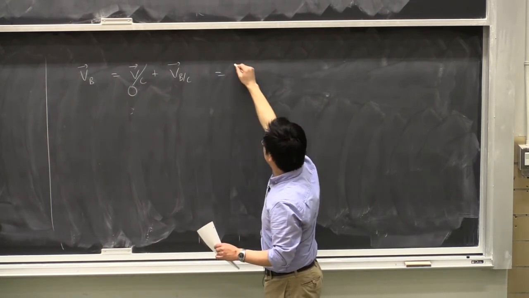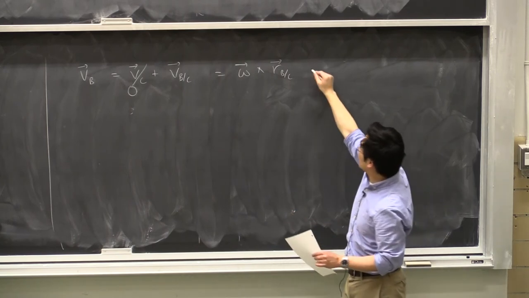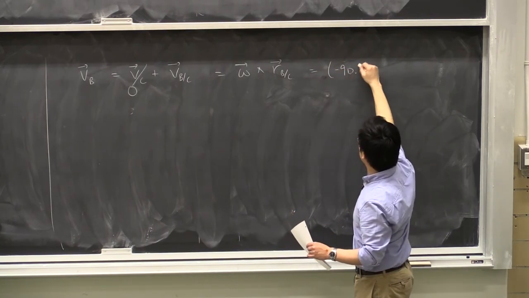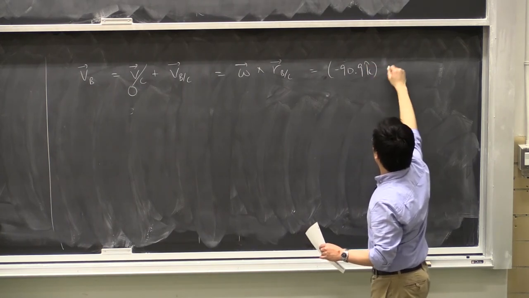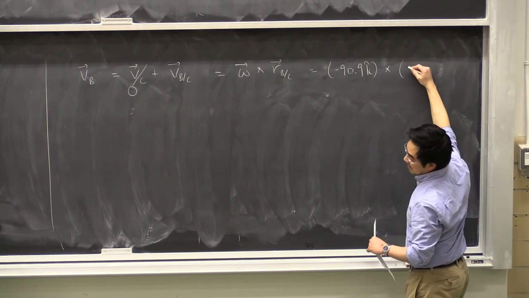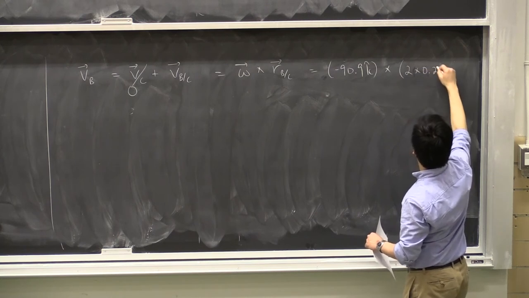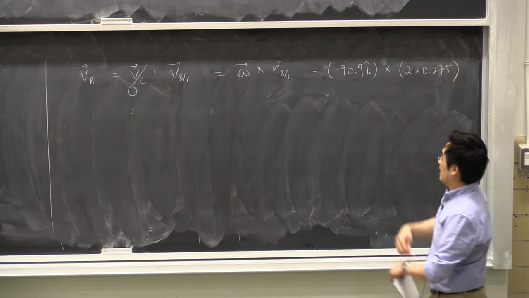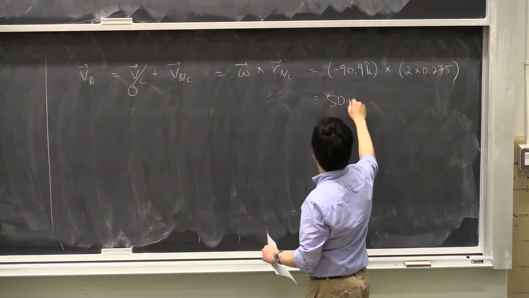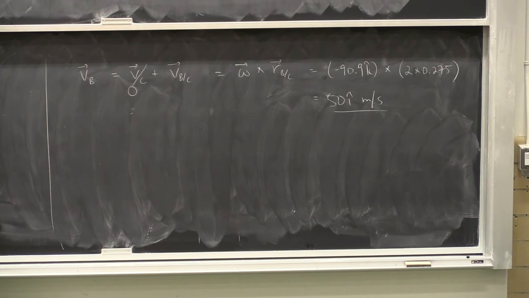And if I calculate this, this would be omega cross RBC. And notice what happens here. This will be negative 90.9 K. And cross B to C is twice as far as A to C. So this is now 2 times 0.275. Okay? And the end result, it's still 50i. So you get the same result starting with a different point that you knew. So I did the calculation in two ways.